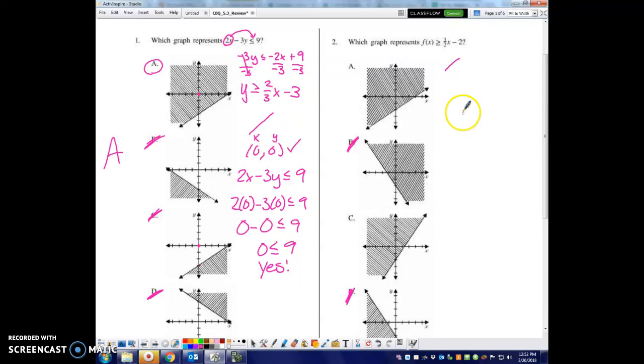Let's test the slopes. It should be a positive 3 over 2. Rise over run. So rise 3 over 2. 1, 2, 3 over 2. This one, rise 1, 2, 3 over 2. Oh, that one didn't work. So this one was easy. Our answer is C.